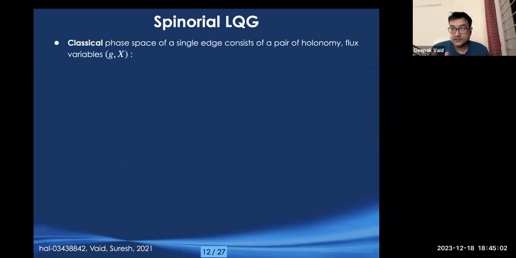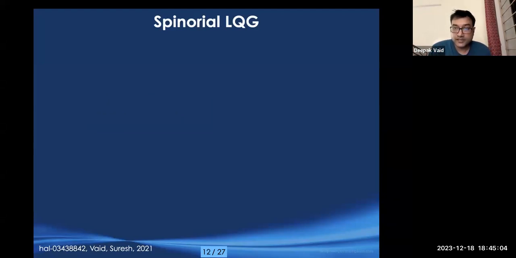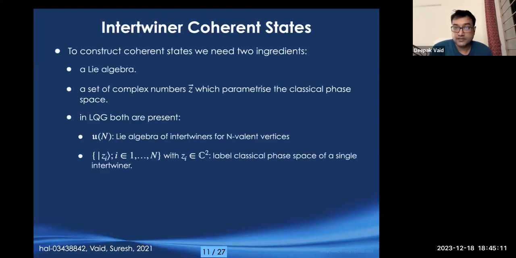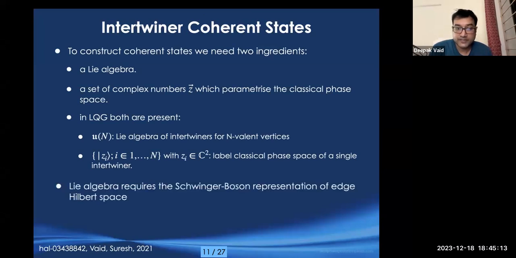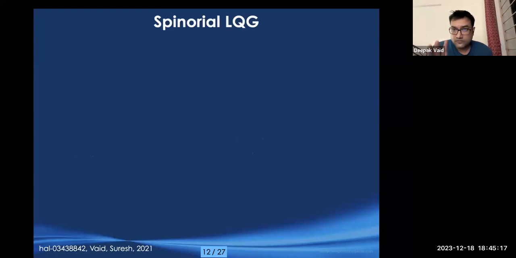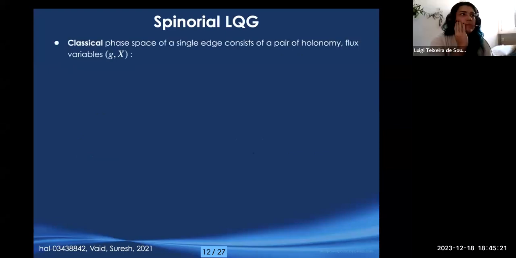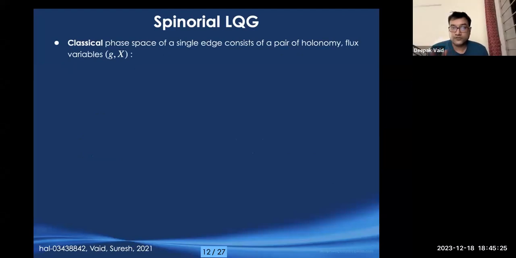So we've talked about generalized coherent states, and then I talked about what the requirements are and why they are already present in LQG. And now I'll talk about Spinorial LQG. So this is the classical phase space of Spinorial loop quantum gravity.